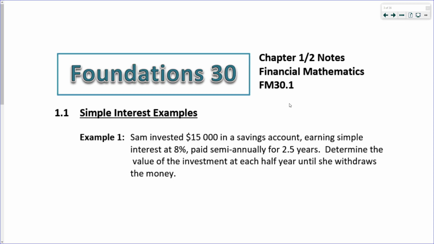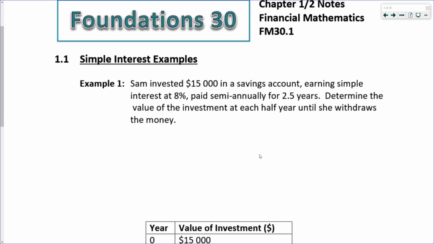So looking at our first example here, we have Sam invested $1,500 in a savings account, earning him simple interest at 8%, paid semi-annually for 2.5 years. Determine the value of the investment at each half year until she withdraws the money.